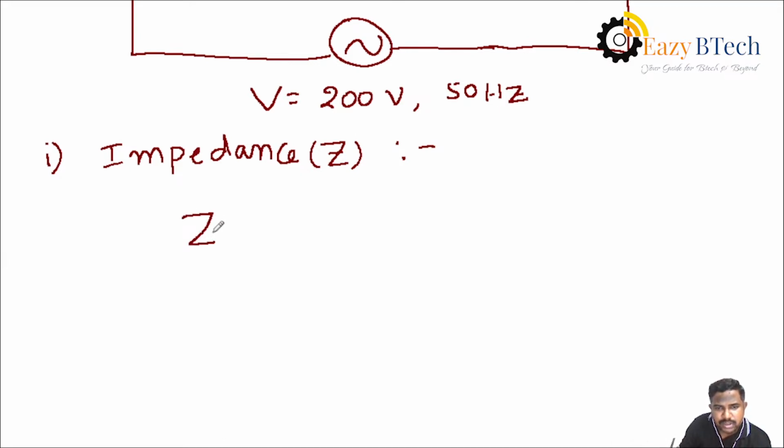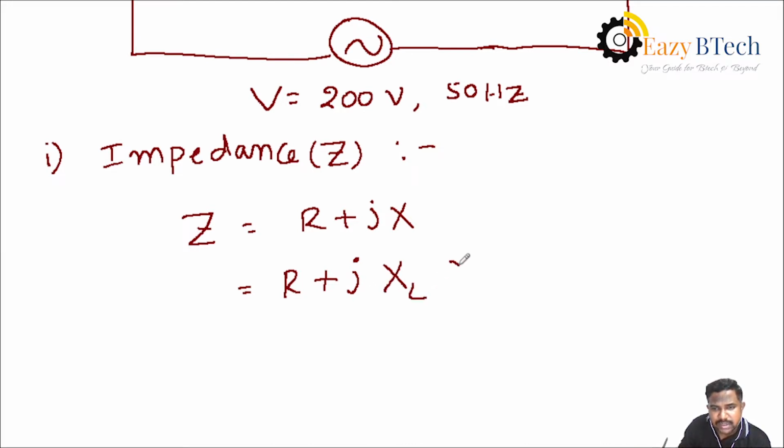Hence, we know the formula of impedance is R plus jX. R is nothing but resistance and X is nothing but the reactive component. In this problem, we have two components, inductance and capacitance. Then, what is the reactive component of inductance? XL. And what is the reactive component of capacitance? XC. Here the XC has a minus sign, that is minus XC.